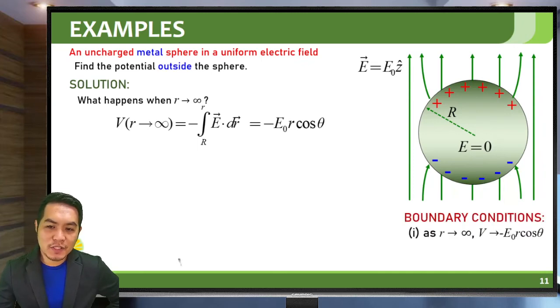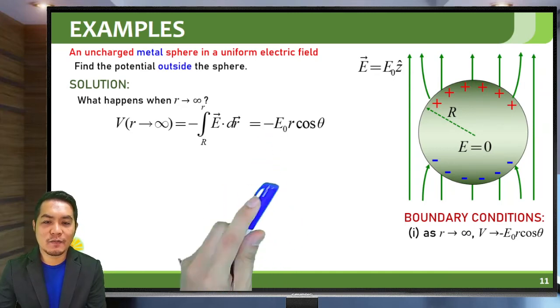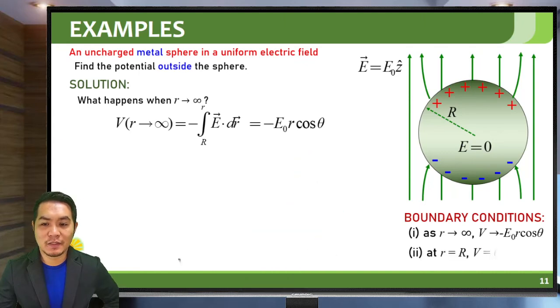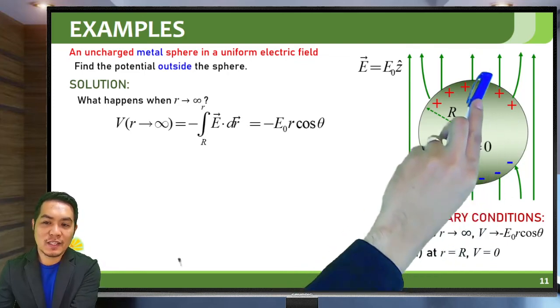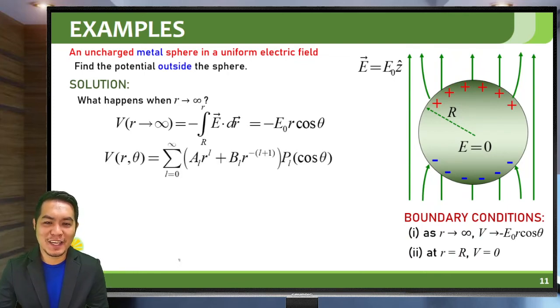So the boundary conditions now are: when r approaches infinity, the potential will approach this value here, negative E naught r cosine theta. And at the surface, or at the boundary, r is equal to capital R, the potential must be equal to 0. We set it as a constant, and why not let it be 0 for easy calculation. Okay, we still use the same general solution for spherical systems with azimuthal symmetry.